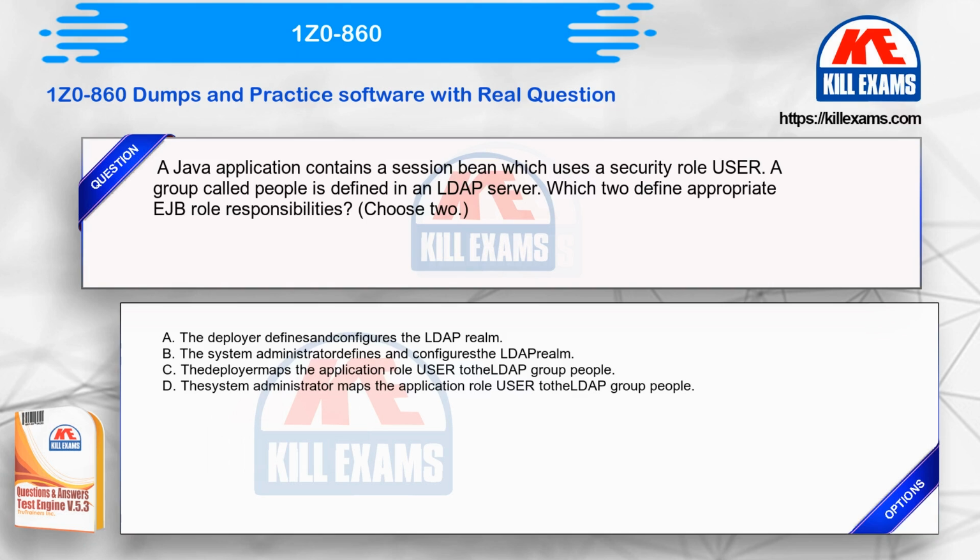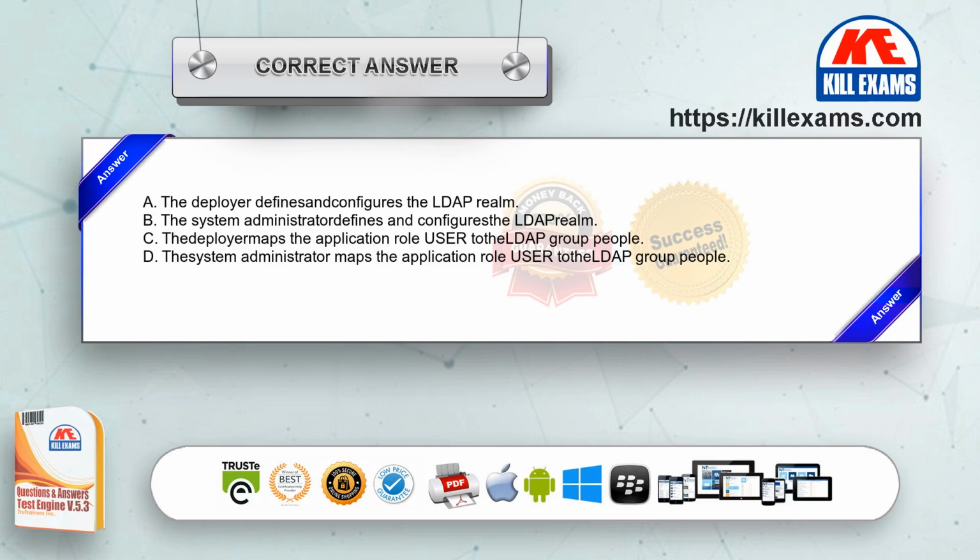Option B. The system administrator defines and configures the LDAP realm. Option C. The deployer maps the application role user to the LDAP group people. Option D. The system administrator maps the application role user to the LDAP group people. The correct answer is option B, C.